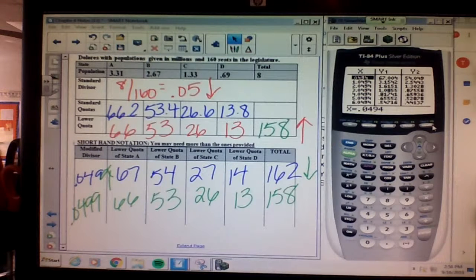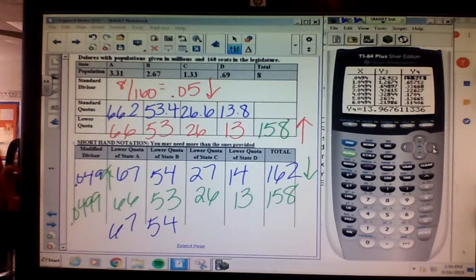67, 54. Okay. Come on. 26 and 13. Woo! We're now at 67, 54, 26, and 13 for a total of 160. Thank you. So we're at 0.0494.